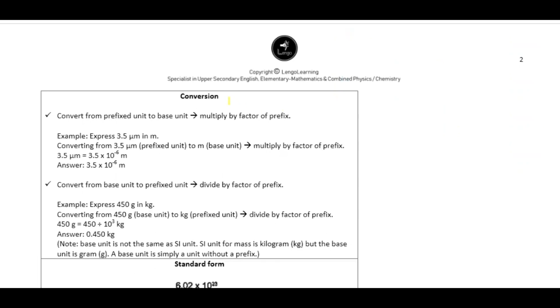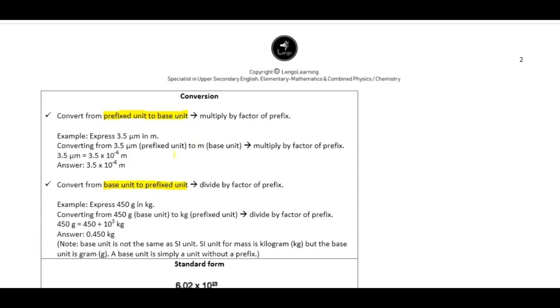Okay, so now we will learn about conversion. How do we convert a prefix unit to a base unit? There are actually two types of conversion. If you simplify everything and try to generalize them, you either convert a prefix unit to a base unit, or the other way around, you convert a base unit to a prefix unit.